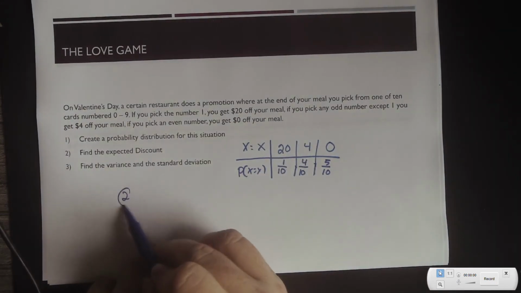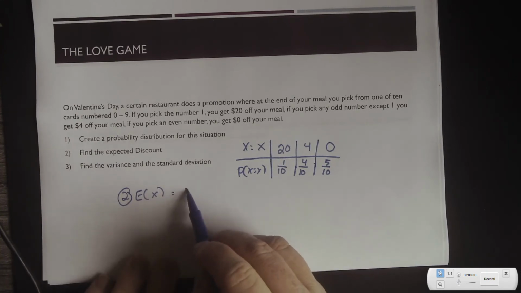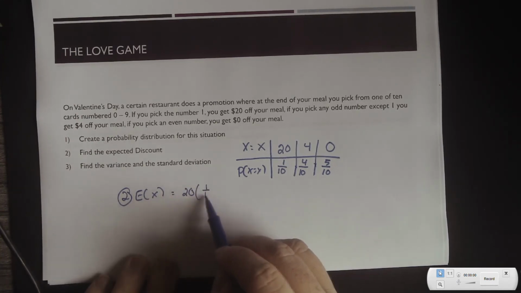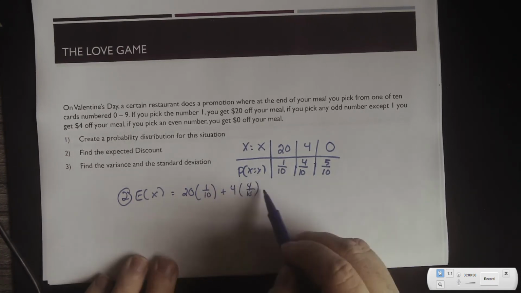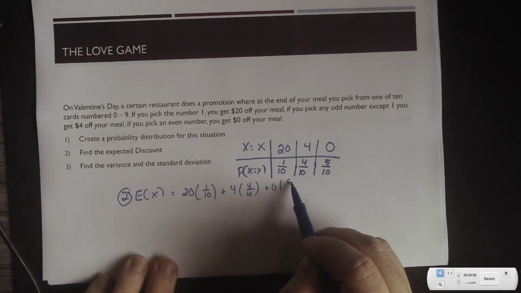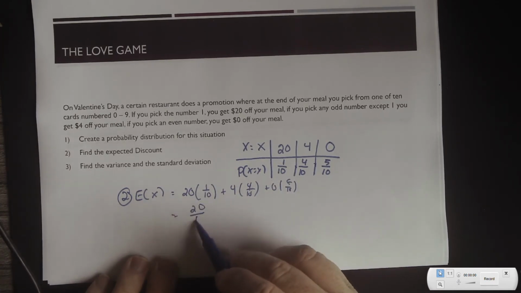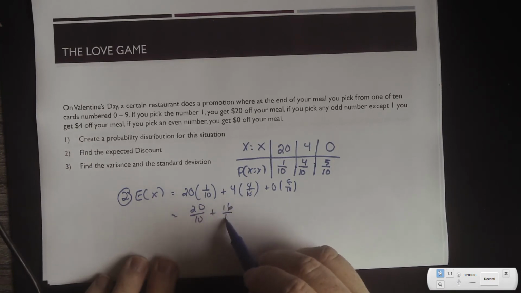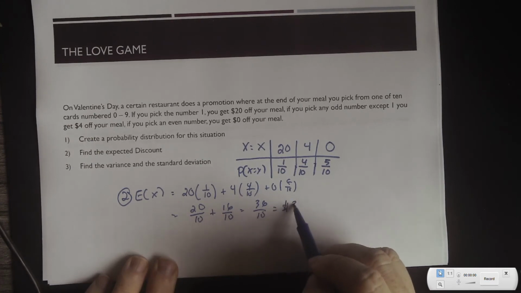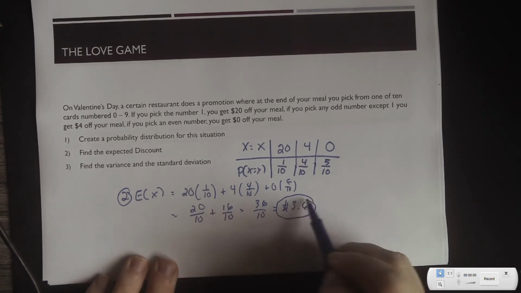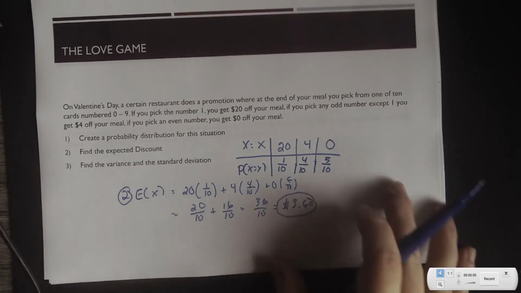Your expected value, I'm not really going to put this into StatCrunch just because this one's pretty easy. I'm just going to do 20 times 1 over 10 plus 4 times 4 over 10 plus 0 times 5 over 10. So that gives me 20 over 10 plus 16 over 10, which is 36 over 10, which is $3.60, because we're talking about money. So on average, you should expect to get $3.60.